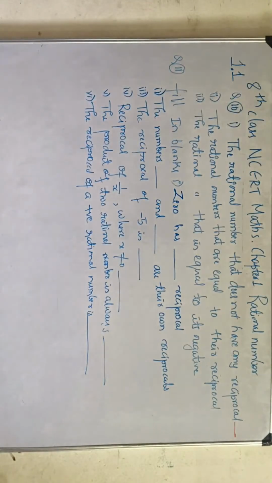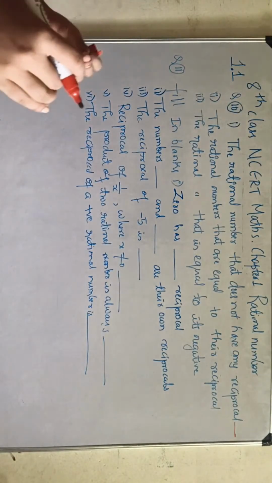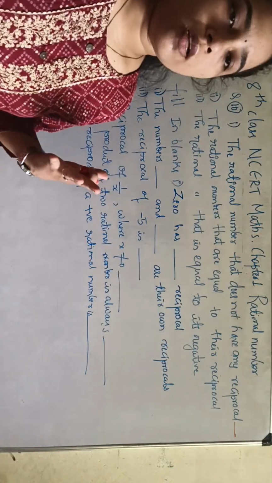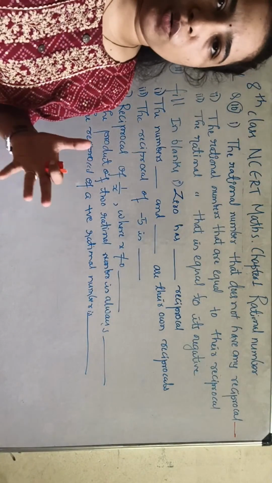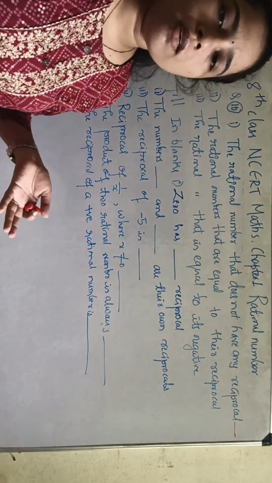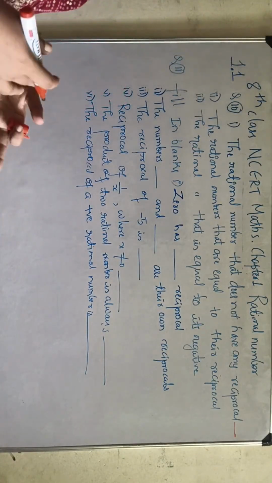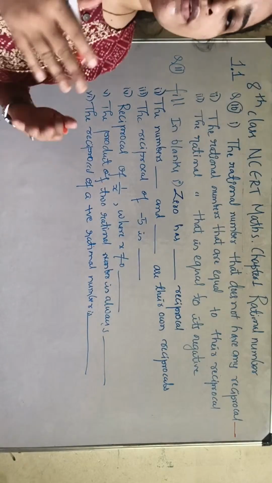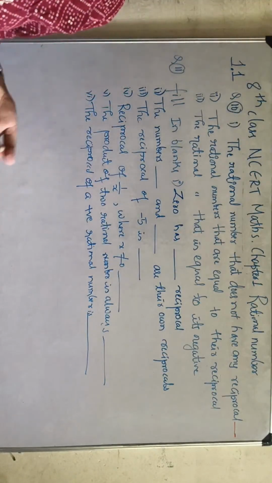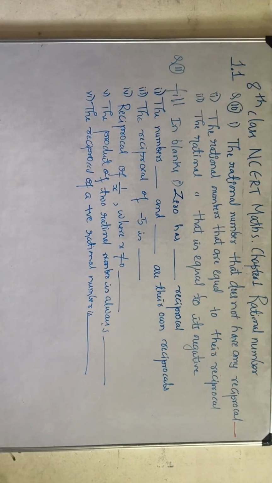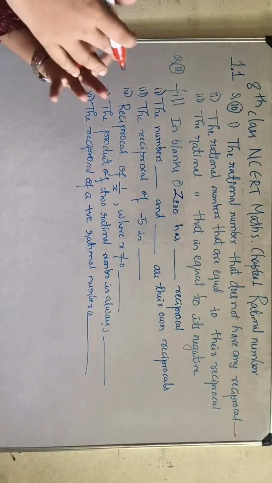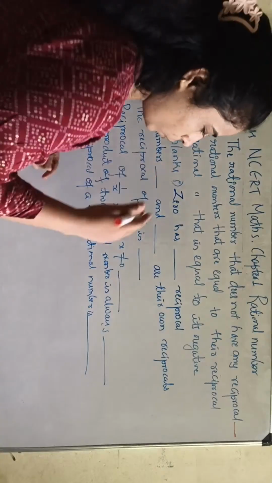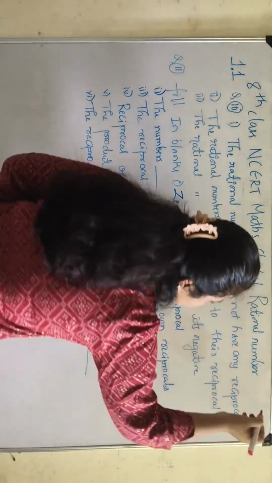See here, the rational number that doesn't have any reciprocal. For example, you can take 2. The reciprocal of 2 is 1 by 2. Minus 3 has minus 1 by 3. 5 has 1 by 5 as reciprocal, 10 has 1 by 10. Then you have to tell the rational number that doesn't have any reciprocal. That is 0. The answer is 0.